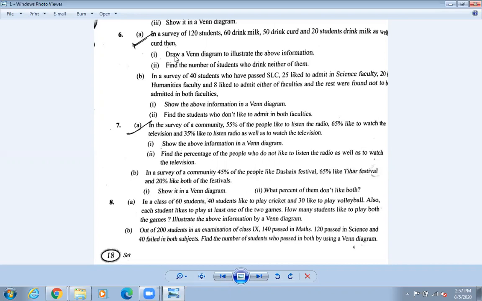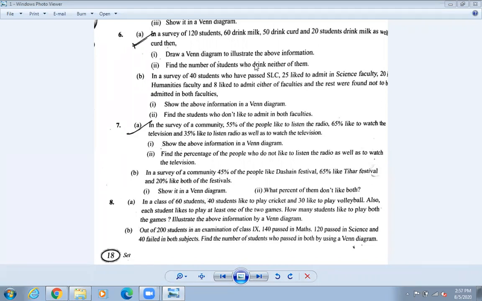Now after that, in question number 1, it is said to draw the Venn diagram. Next, number 2, it is said to find the number of students who drink neither of them. They don't drink this, and they don't drink that. So neither of the drinks, it is outside the circle. So what shall we say? We say the number of students who drink neither of the drinks is known as the complement. This one is called the complement.